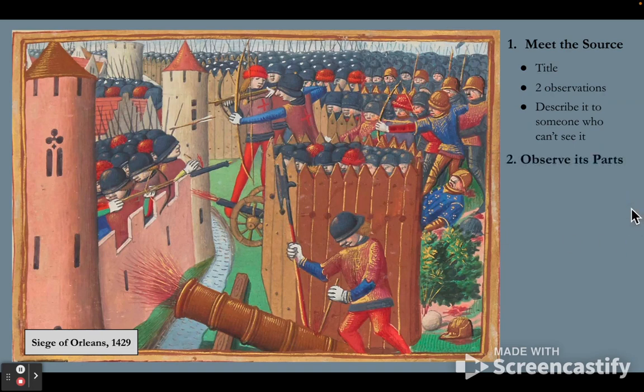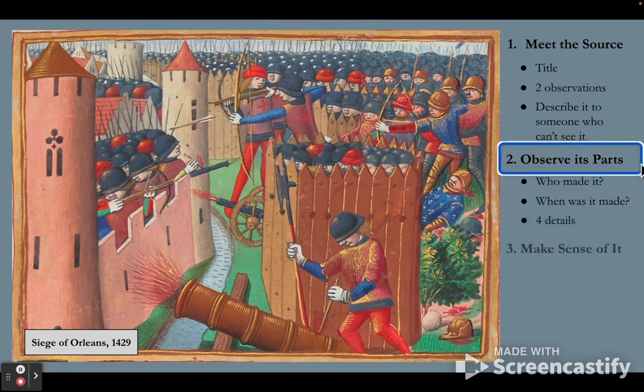The next step is to observe its parts. So, who made it? I'm not entirely sure who made it. There's no details about that. I'm going to assume that the person who made this was at the battle, and so they saw what was happening at the Siege of Orleans. When was it made? It doesn't say a date. I'm assuming it was made after the 1429 battle, but not too far after, because it looks like he has a pretty clear memory of what was happening.